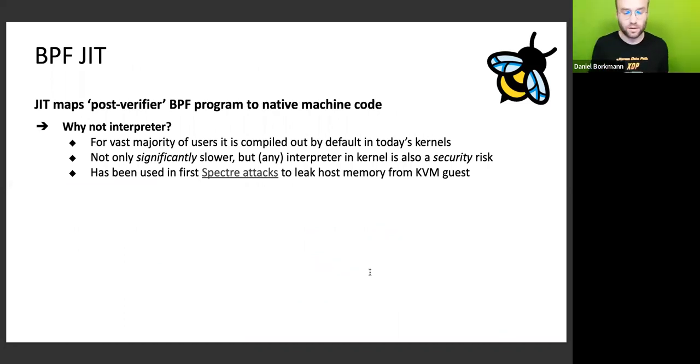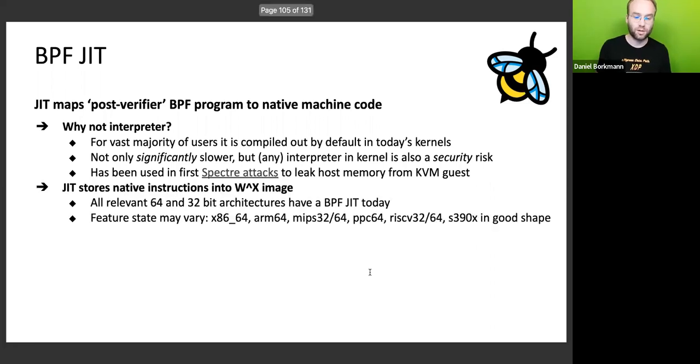Coming to the BPF JITs, because I was just talking about it, the basic purpose is to move the post-verifier BPF program to native machine code. You might ask, why not the interpreter? For the vast majority of users these days in distributions, it's compiled out of the kernel. So there's no BPF interpreter in the kernel anymore. It's not only significantly slower, but in general, any interpreter in the kernel, not just the BPF interpreter, is also a security risk. Why? Because when the first Spectre attacks came out, the attackers were able to leak host memory from a KVM guest because they were able to execute code and jump speculatively to the interpreter. So that's why we compile it out, and the just-in-time compiler is used.